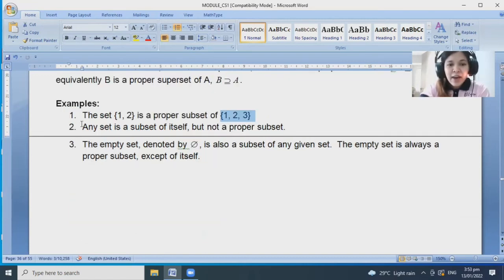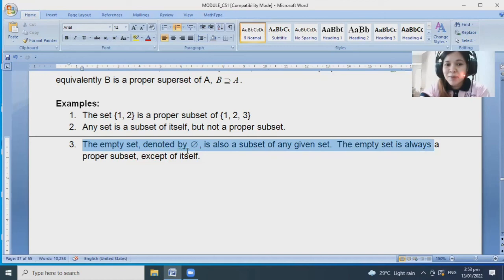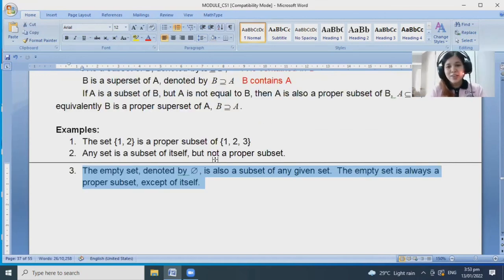Okay? Any set is a subset of itself but not a proper subset. Okay? So kunwari meron kang set 1 and 2. So subset nga yung sarili niya na 1 and 2 pero hindi proper kasi equal sila. Then last one, the empty set denoted by this symbol, null, is also a subset of any given set. Tandaan ninyo na lahat ng empty or null set ay subset ng bawat set. The empty set is always a proper subset except of itself. So I hope you understood this lesson number 6.